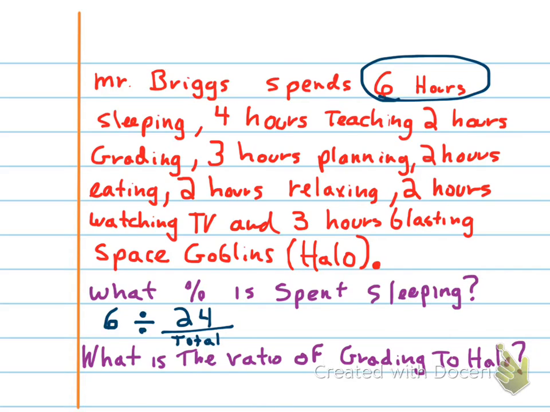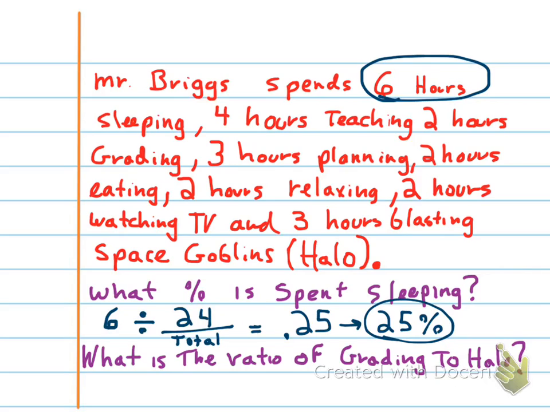24. And when we do 6 divided by 24, what we end up getting is 0.25, which then becomes 25%. So I spend about a quarter of my day just sleeping. How lazy is that? Oh my gosh, Mr. Briggs, you are so lazy. You spend a quarter of your day just sleeping, right?